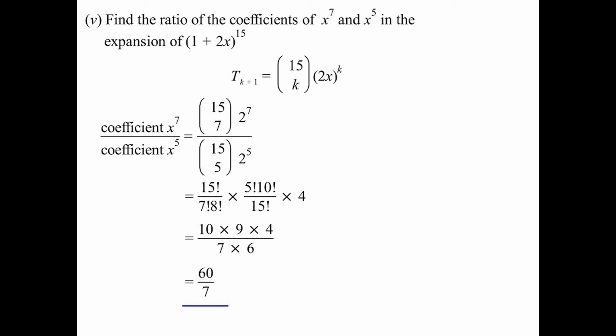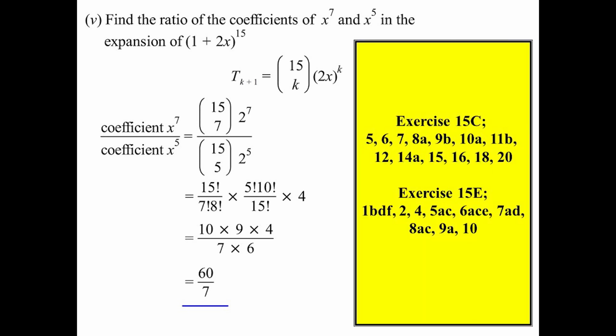So there's our ratio. Well, I've written it as a fraction. I suppose technically I should have written it as 60 to 7 if they've asked for a ratio. But I think it'd be a mean person that marked that wrong if you just left it as a fraction. So we shall add this to our list of questions.